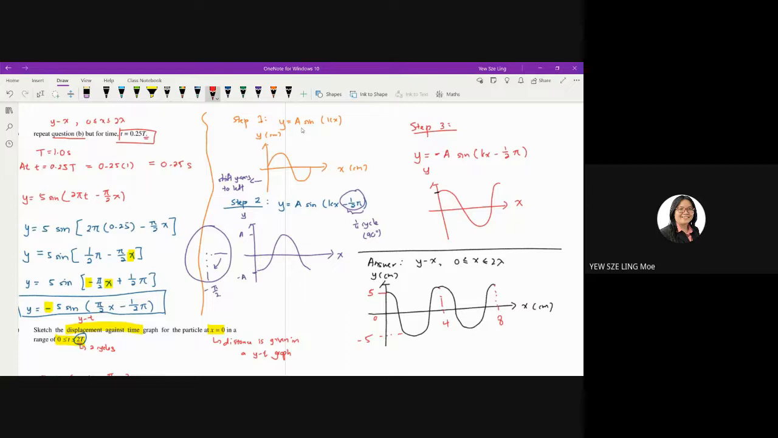Step 1, you know the basic shape first. You sketch the basic shape first, which is a sine shape, the sine function. And then after that, you check whether there's an initial phase angle or not. If it is, then you see how you are going to shift the y-axis. So in this case, I shift my y-axis. So original y-axis is here. Okay, this is the original y-axis. So I shift it to a new position.